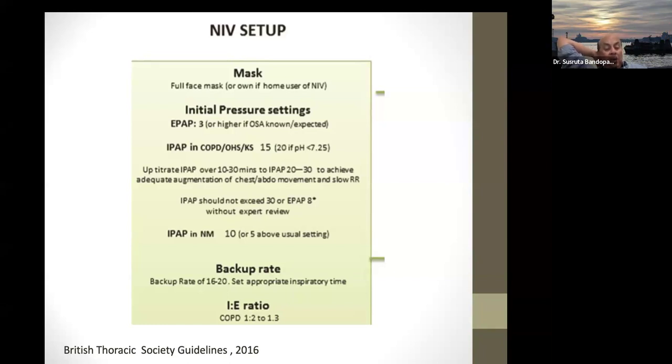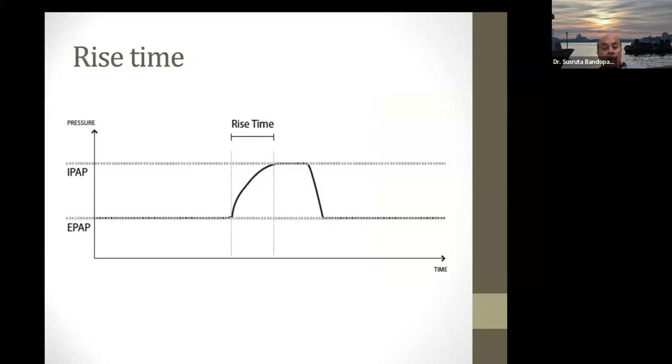Afterwards, if not corrected, you can increase the EPAP, which acts as PEEP, as in conventional ventilation, and may improve oxygenation. There are also some factors like rise time. Rise time is basically the time taken from the start of inspiration to reach the maximum pressure support during inspiration. This is the rise time. The flatter it is, the more slowly the air is entering. The sharper it is, the more rapidly the air is increasing.